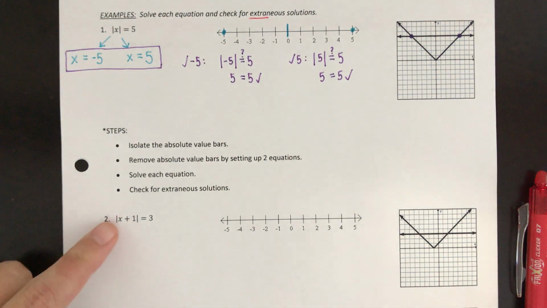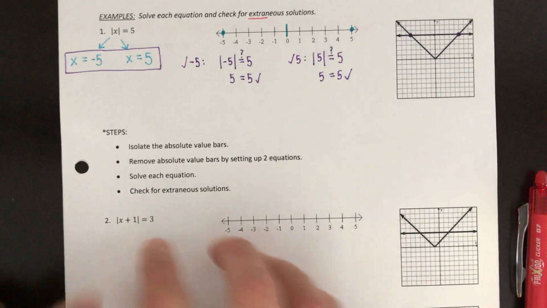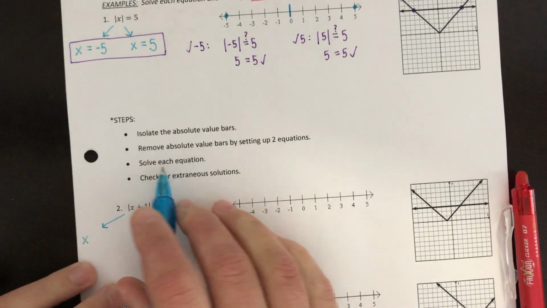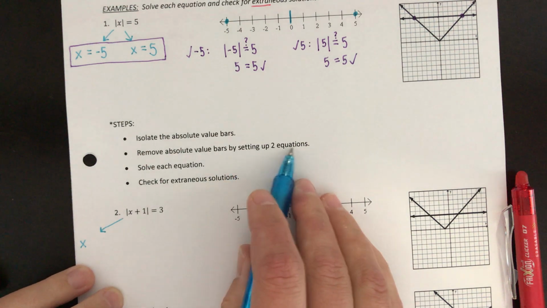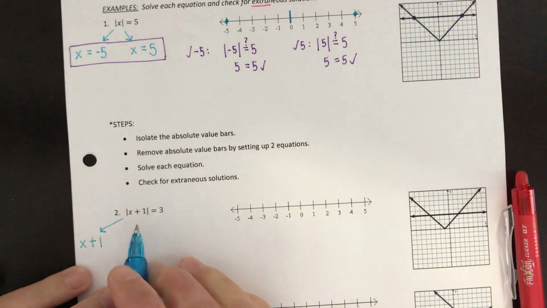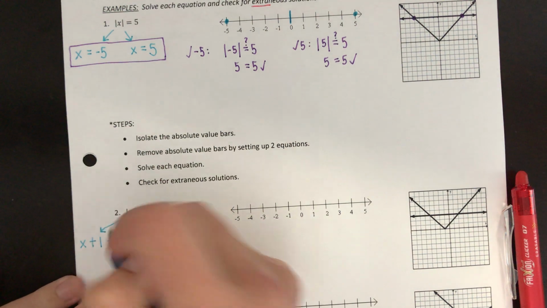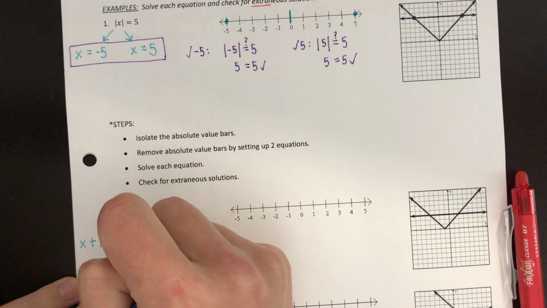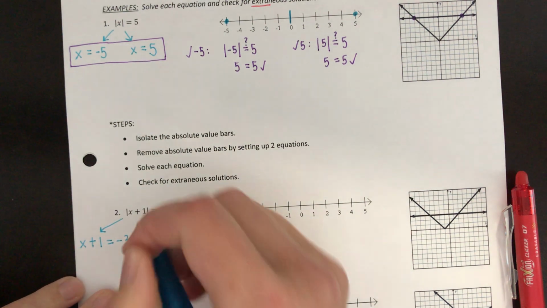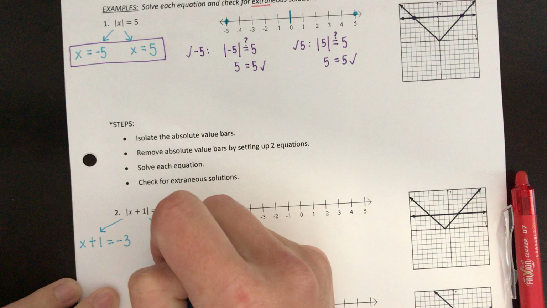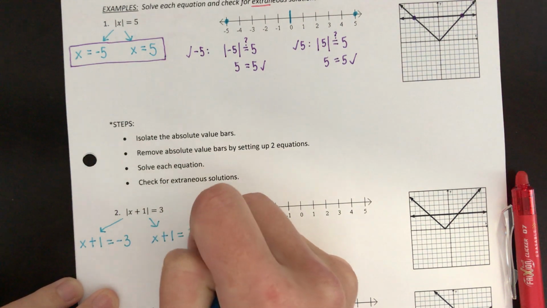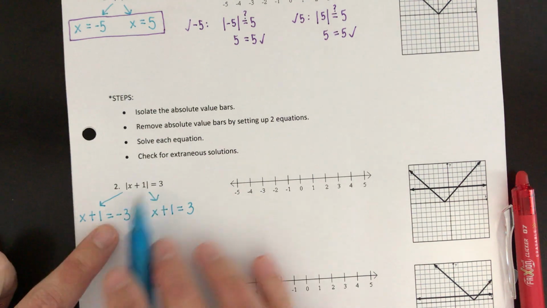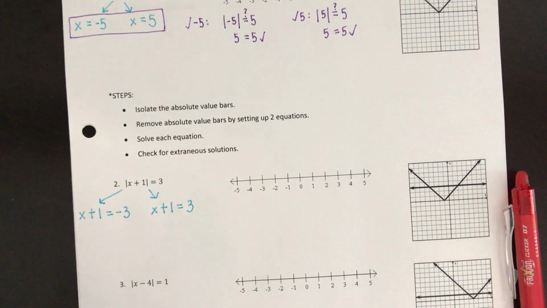So let's go ahead and get to it on number 2. On number 2, our absolute value bars are isolated already. So we're going to remove the absolute value bars by setting up two equations. Remember, like I said before, what's inside the bars will always stay the same. So the x plus 1 is unchanged. But here we're going to make this 3 negative 3, and on the other equation, we're going to make that 3 a positive 3. Remember again, what's inside the bars stays the same. On this equation, we have a negative 3, and on this equation, we have a positive 3.